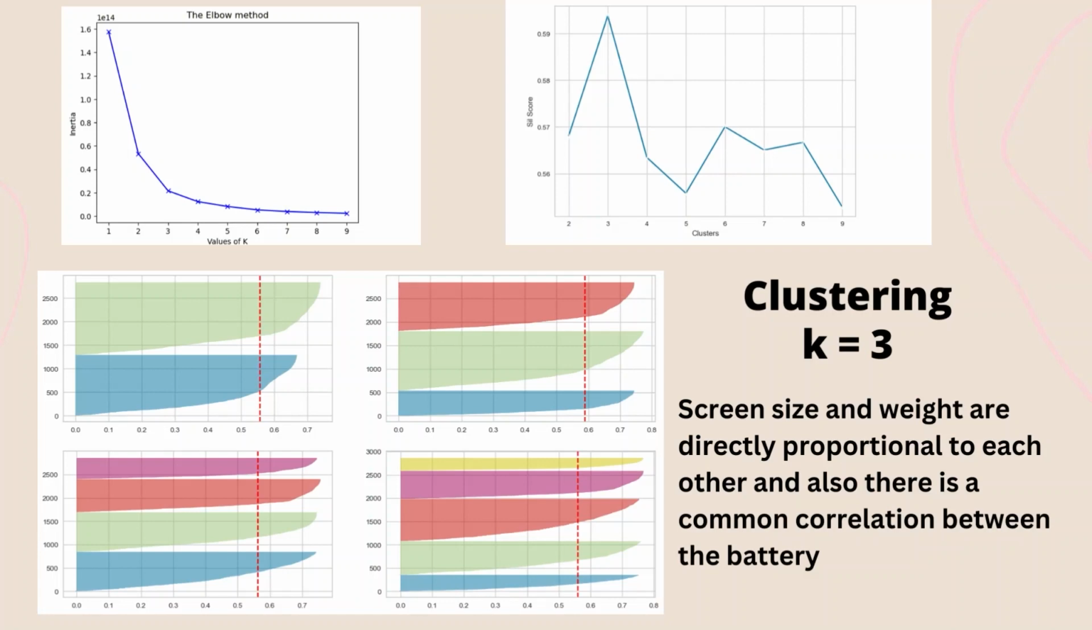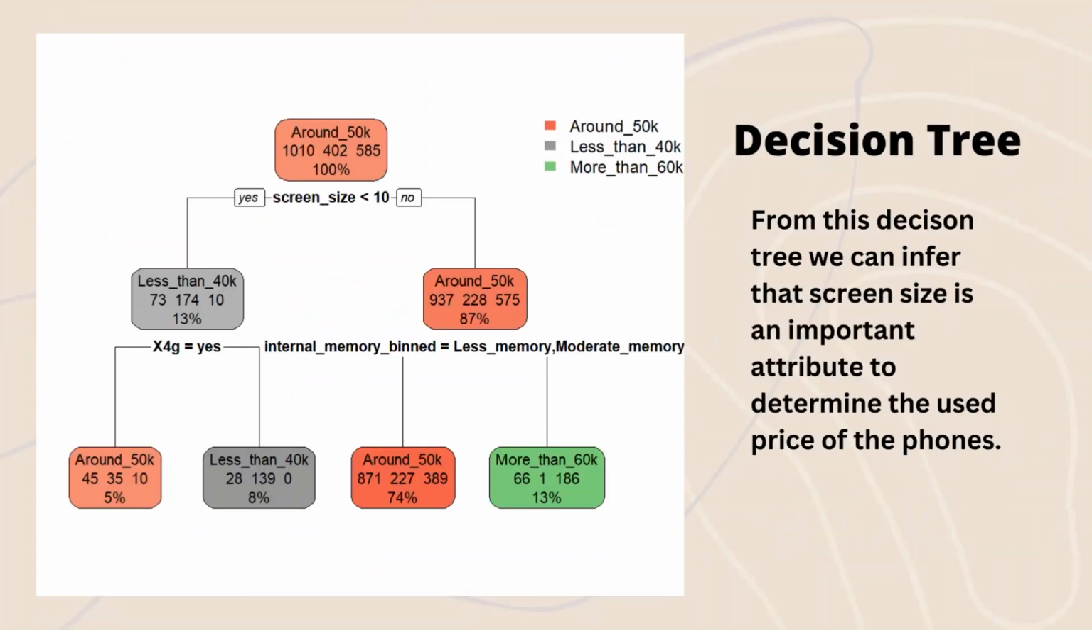Coming to the next method, the decision tree, which is a supervised method. From this observation, we can infer that screen size is an important attribute to determine the used price of the phones. If the screen size is less than 10, it would cost less than 40K, and if it's greater than 10, it would cost around 50K.